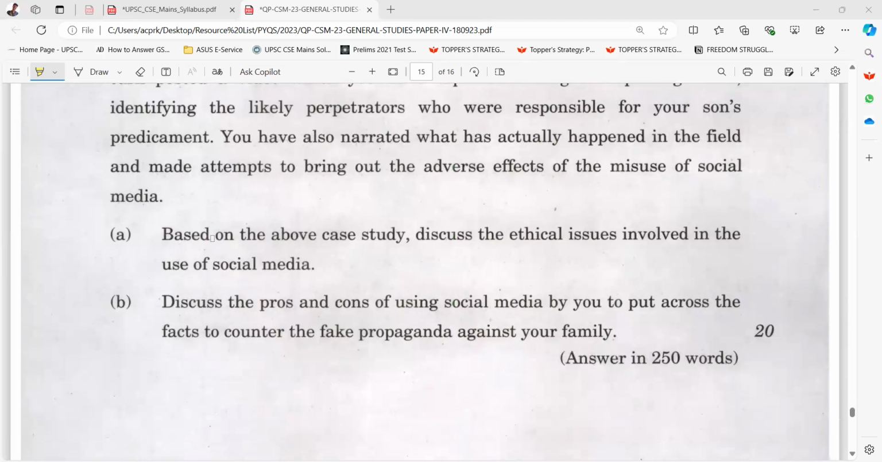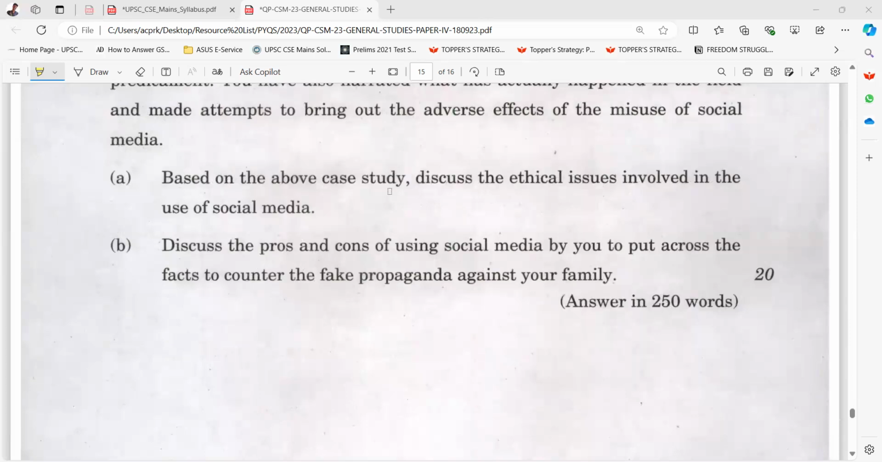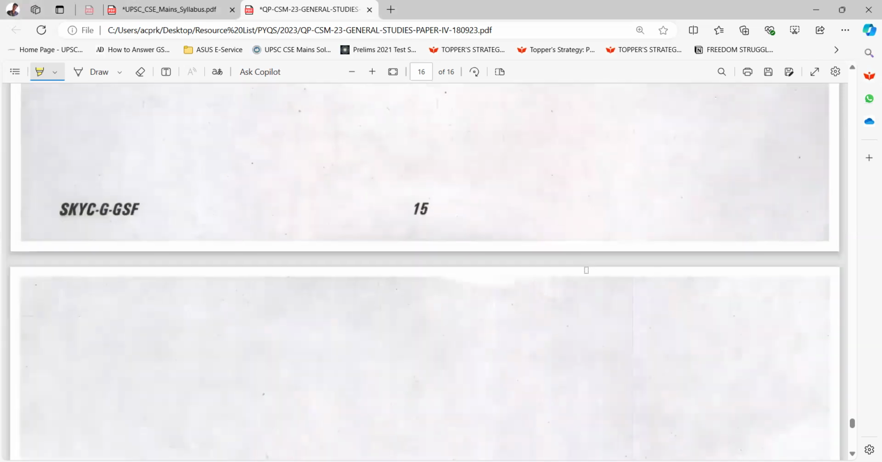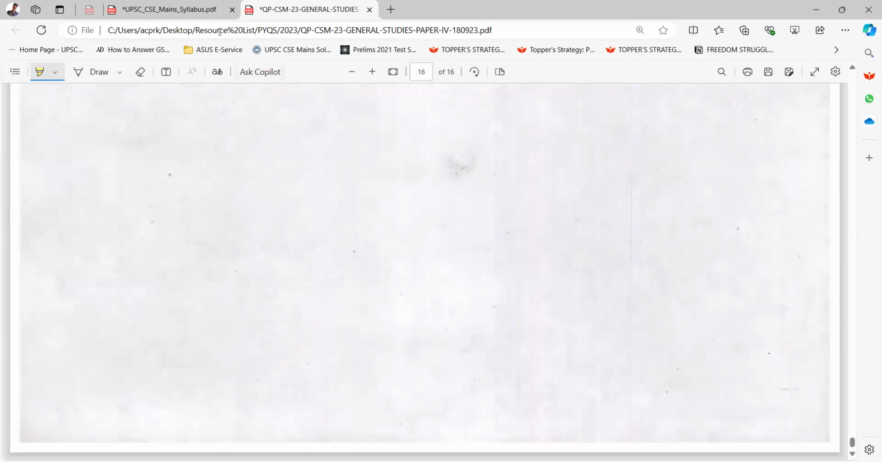A. Based on the above case study, discuss the ethical issues involved in the use of social media. B. Discuss the pros and cons of using social media by you to put across the facts to counter the fake propaganda against your family. This question should be answered in 250 words. It's a 20-mark question. So we have discussed the ethics syllabus and one of its question papers.